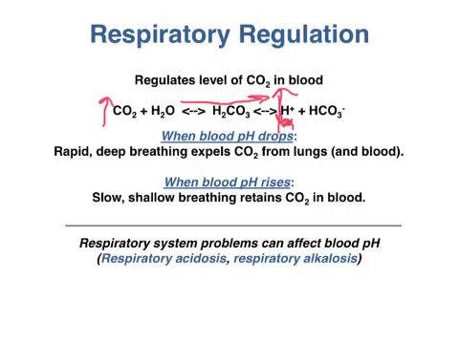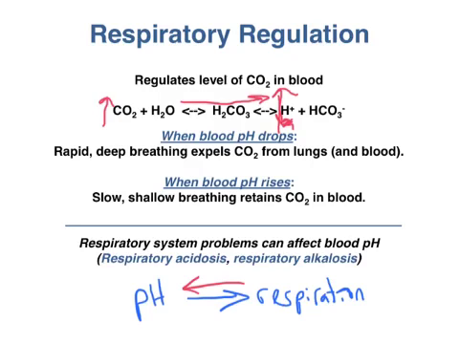Now, this cause and effect relationship goes both ways. Your brain can adjust your respiration when your blood pH is off, but if there's something going wrong with your lungs, that can affect blood pH. So, basically, blood pH can influence respiration, but problems with respiration can also affect blood pH. So measuring the pH of the blood can be a really quick way to detect potential respiratory problems.